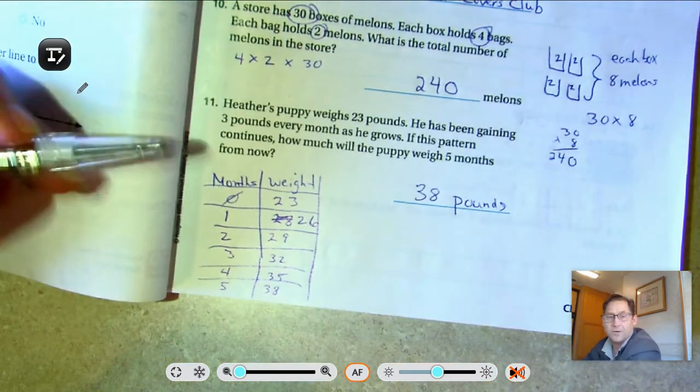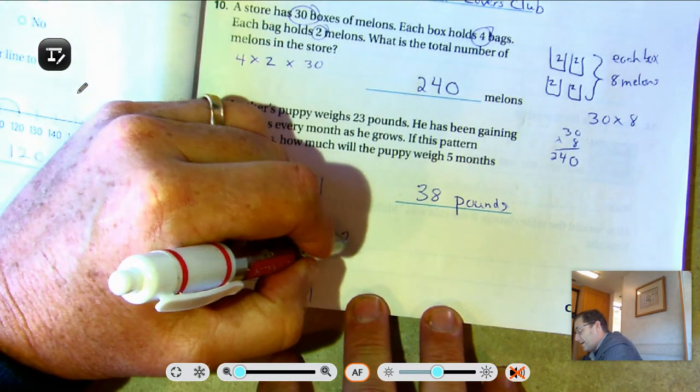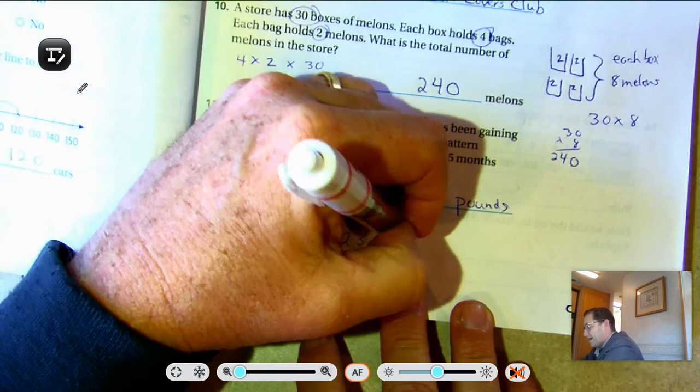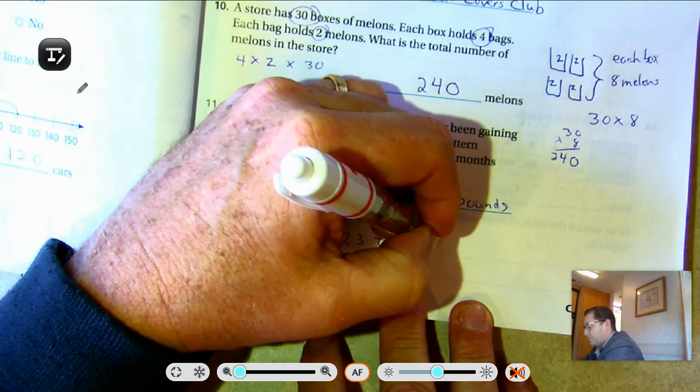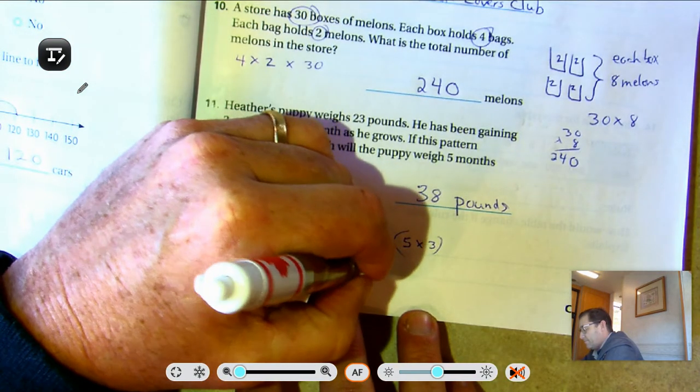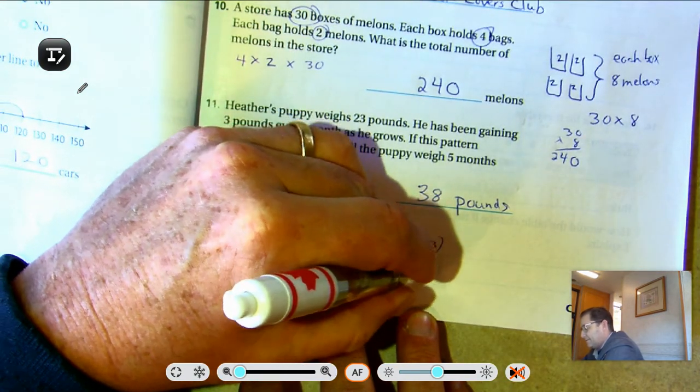pounds. Now we could also do this another way. We could say 23 plus 5 months, 3 pounds per month. So we could say 23 plus 15 is 38.